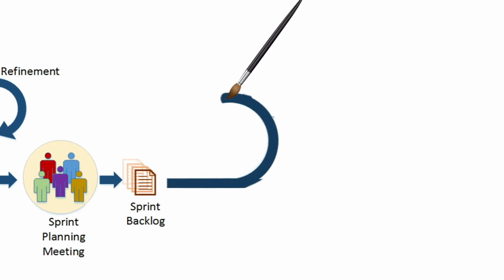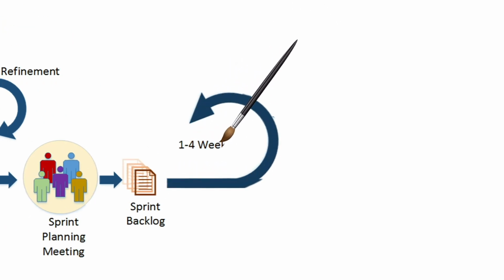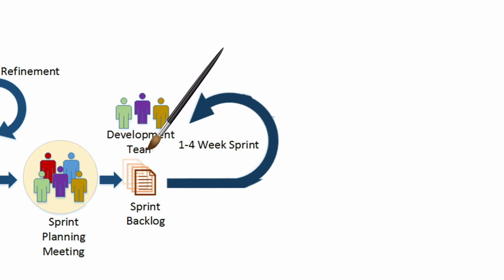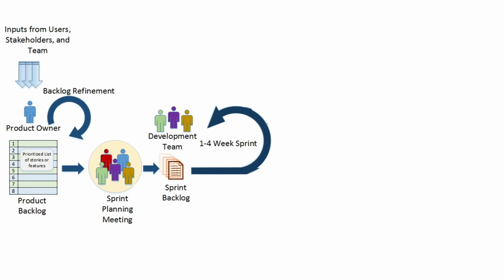During the time-boxed 1 to 4 week sprint, the sprint backlog will be turned into working software. The development team is the second of the 3 roles in the Scrum framework that we will look at. The development team owns the execution and the delivery. The development team is a self-organizing, cross-functional team that is responsible for turning the sprint backlog into potentially shippable software at the end of each sprint.